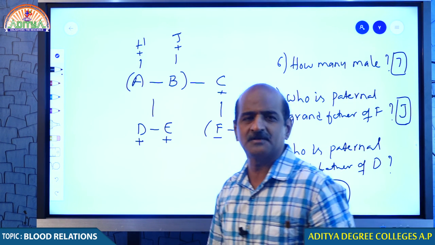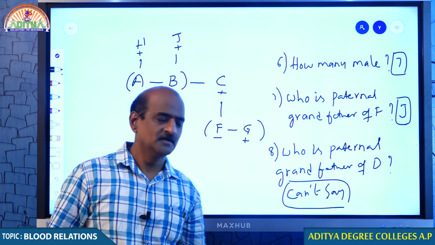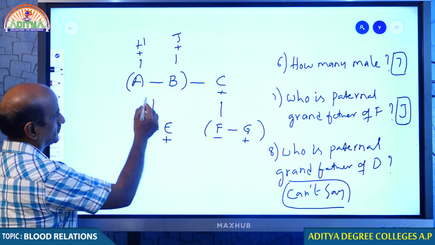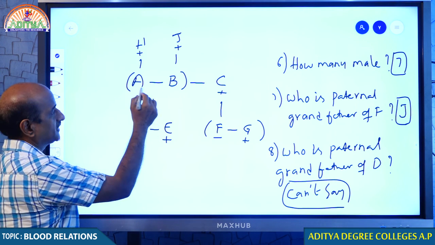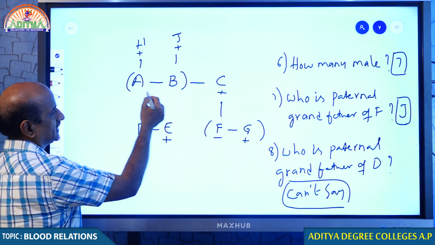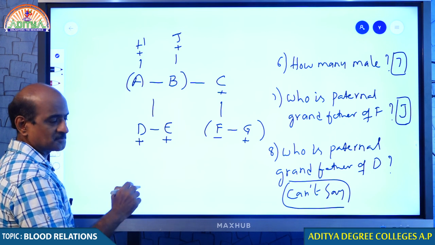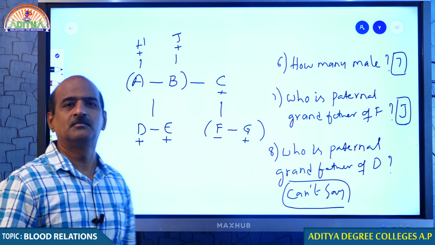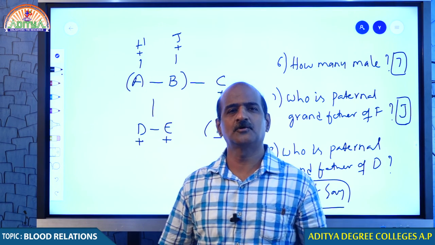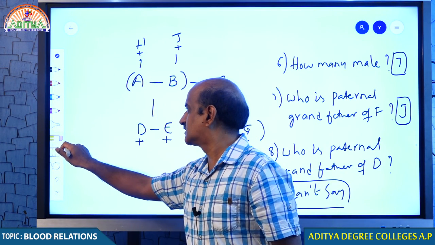You are confusing, man. If you have to confirm paternal grandfather, you must be sure who is the father of D, whether it is A or B. When you don't know who is the father of D, how can you confirm the paternal grandfather? Therefore, your answer must be can't say. I hope you understand. So, this is all about blood relations, my dear students. I think you got the confidence of handling the question.